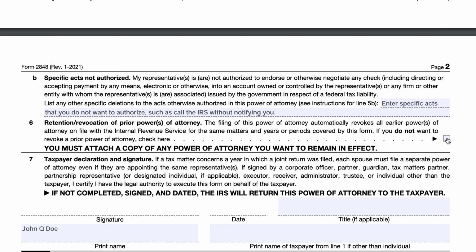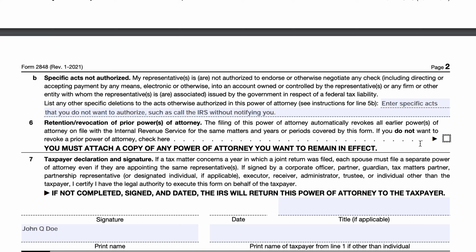So in line 6, if you wanted to check this, this means that any power of attorney that was already on file for the same years and periods will remain in place. But if you check this, you would have to attach a copy of the power of attorney that you want to remain in effect. But if you don't check it, by default, the IRS will scrub the authority of any earlier powers of attorney for the same matters and the same years or periods.